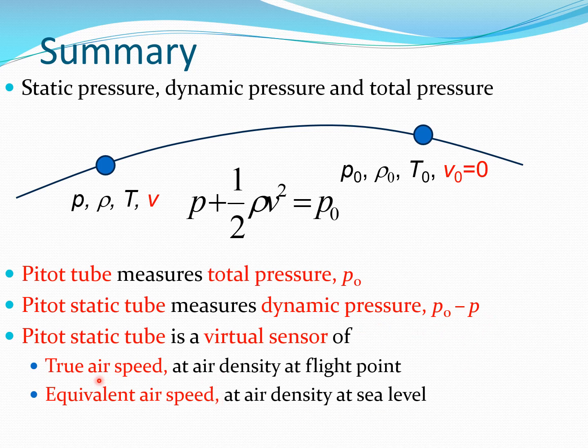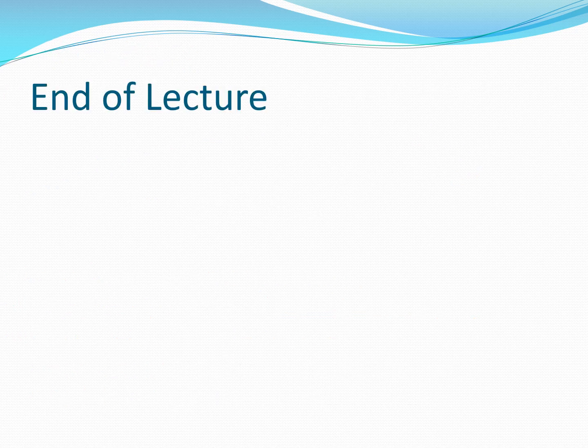Now true airspeed corresponds to air density at the flight point. So if we use the regular rho there at that value, then we get true airspeed, and equivalent airspeed corresponds to air density at sea level. So that's the location where we can essentially get the equivalent airspeed. Remember, the sea level density is 1.225 kg per meter cube.